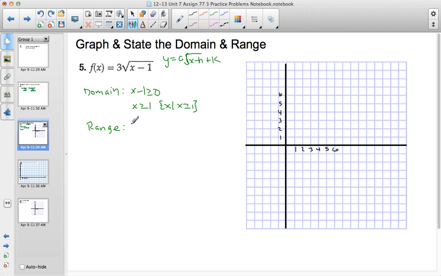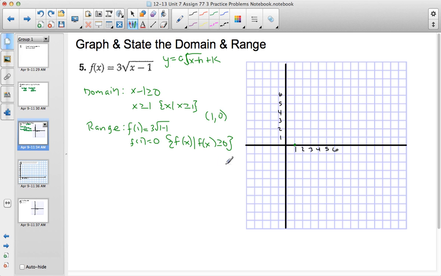So I'm going to put in 1 for x. So I have f of 1 equals 3 times the quantity square root of 1 minus 1. Well, this inside here is just 0, and anything times 0 is 0. So f of 1 equals 0. So the range in this case is f of x such that f of x is greater than or equal to 0. So just what I thought, this first point is going to be at (1, 0). So my graph has shifted to the right one, just like I thought it would. So this is going to be my starting point right here.